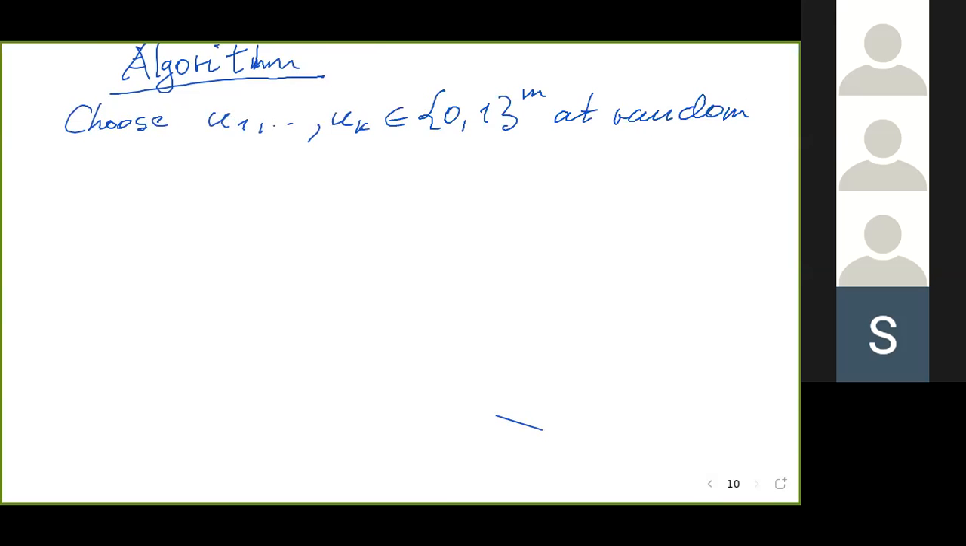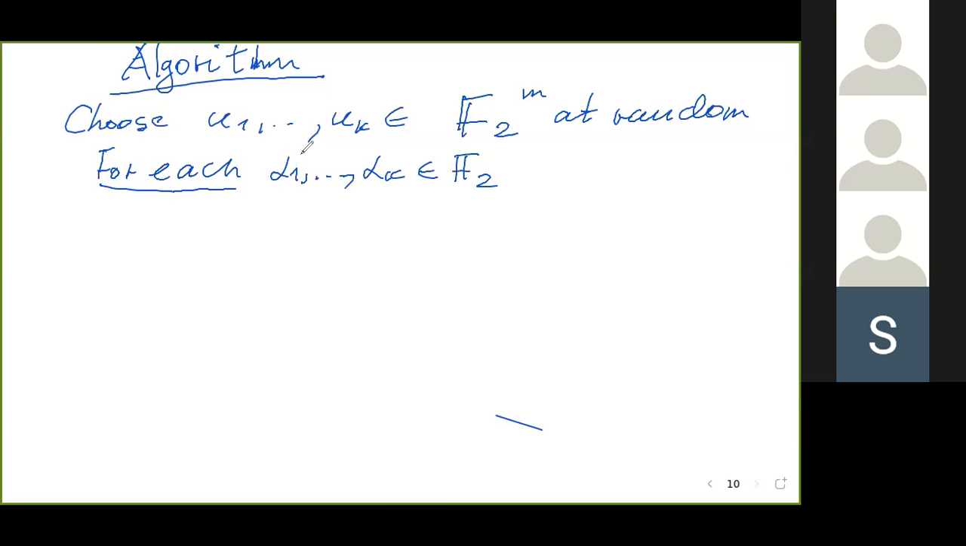Or better say F2, at random. Then, for each, call it alpha, alpha1, alpha k in F2. This is our guess for the values of the unknown function bar f in those points.